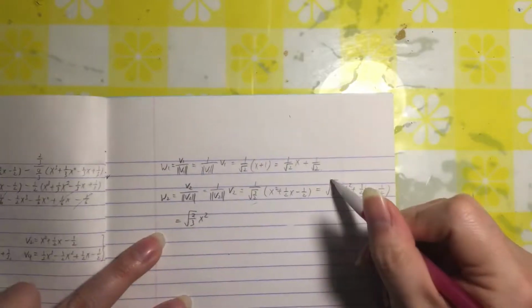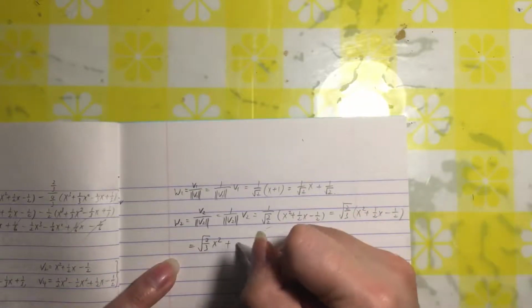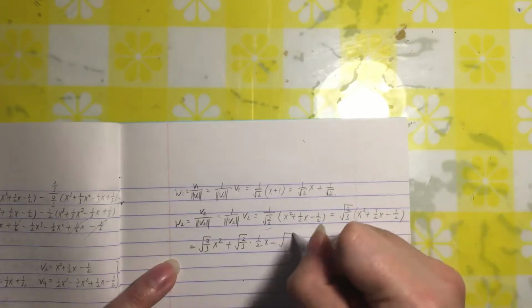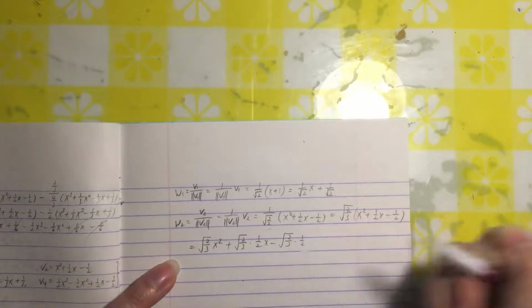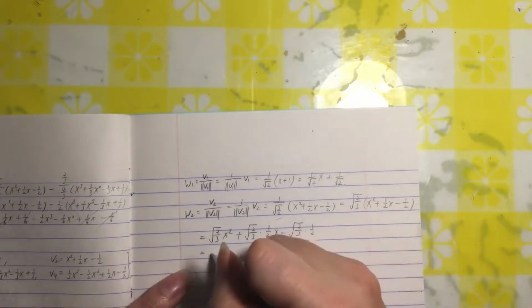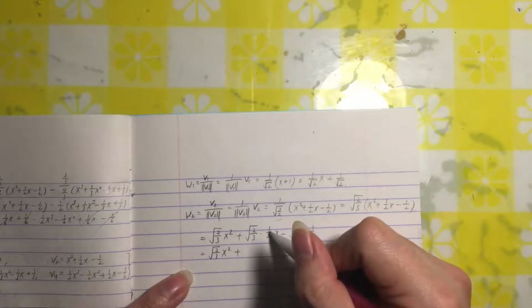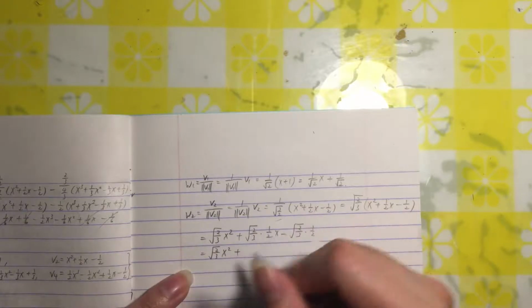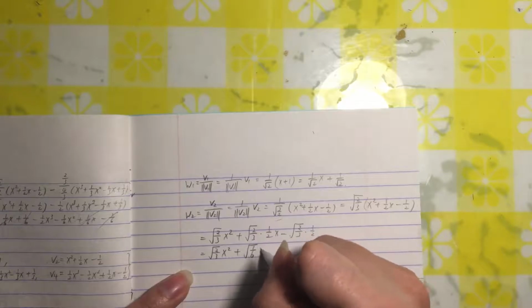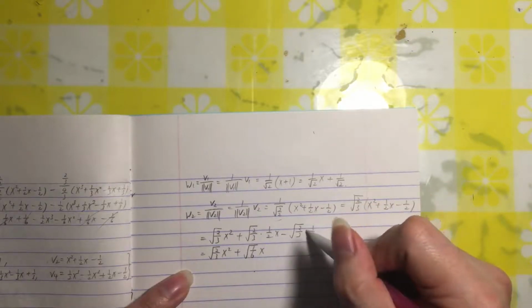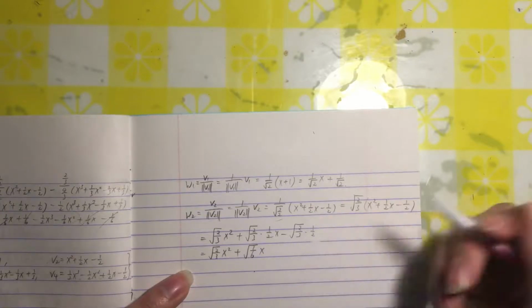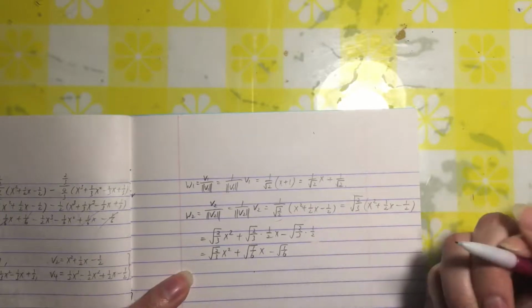Then distribute. We get square root of 2 over 3 x squared plus square root of 2 over 3 times half x minus square root of 2 over 3 times half. If we simplify, it can be rewritten as square root of 2 over 3 x squared. The half can be written as square root of 1 over 4, so that's square root of 1 over 6 times x. Similarly, the last term simplifies to square root of 1 over 6. That's W2.